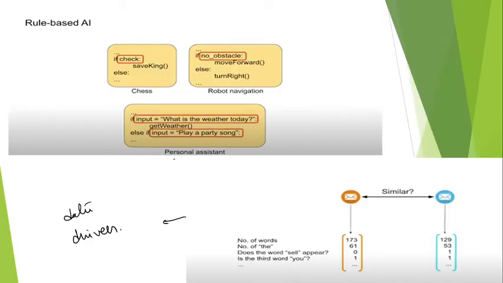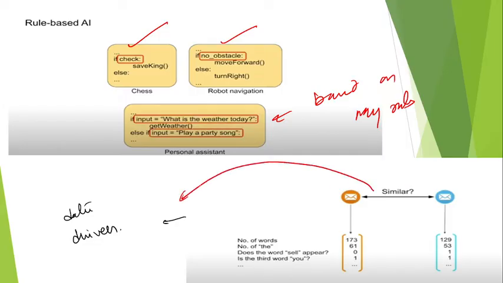Then I just told you rule based, checking the condition. Based on this, I'm going to check the input, what is the weather today. Based on my rules, I'm going to get the output. Then data driven is a combination. Data driven is based on the combination, like the number of words and so on.